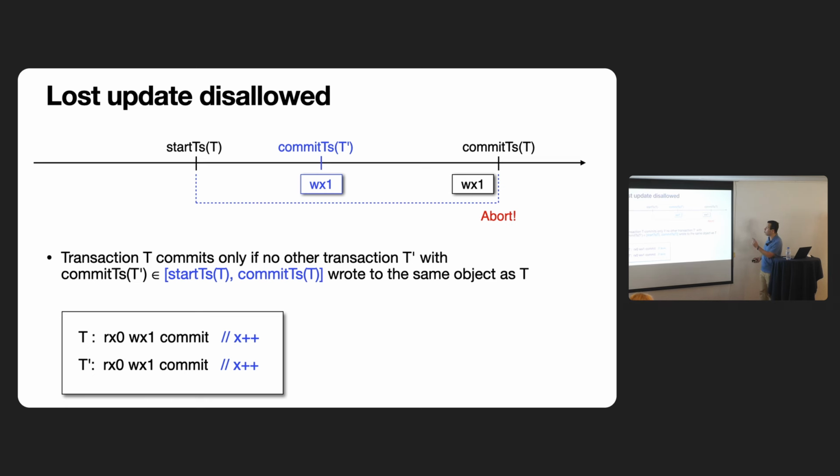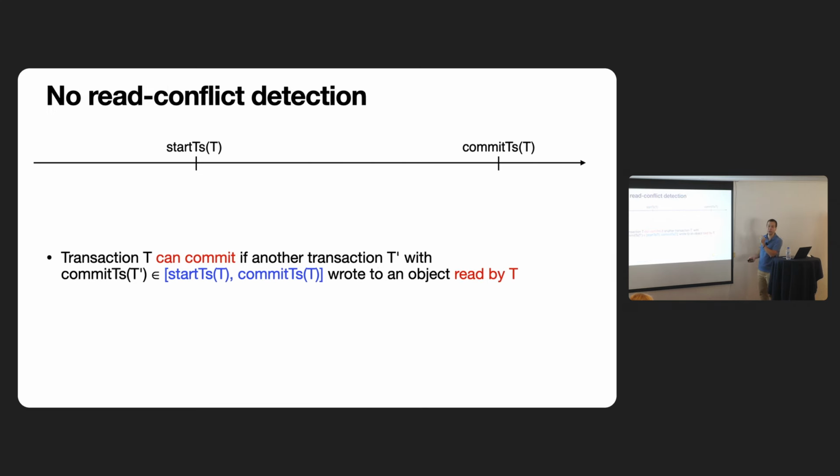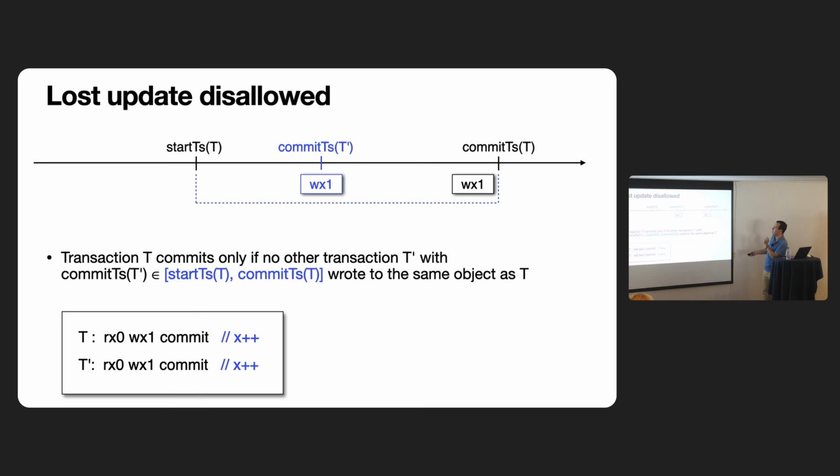Oh, I actually had a slide about this, because there is no read conflict detection. There is write conflict detection, in the sense that I'm checking writes of this transaction against writes of other transactions. I'm not validating the reads of this transaction. The reads are served at the point of the snapshot, and I'm not checking that they are the same at the commit point.